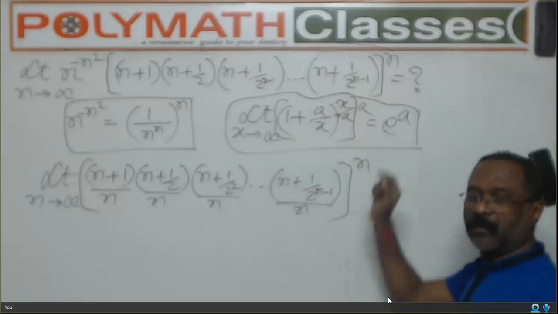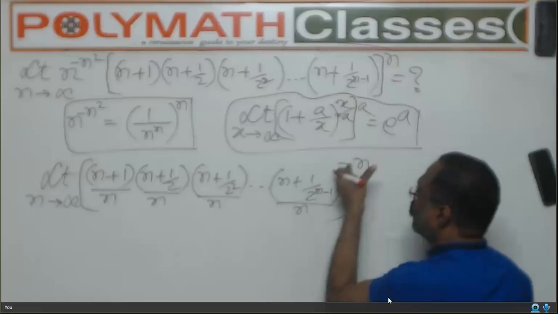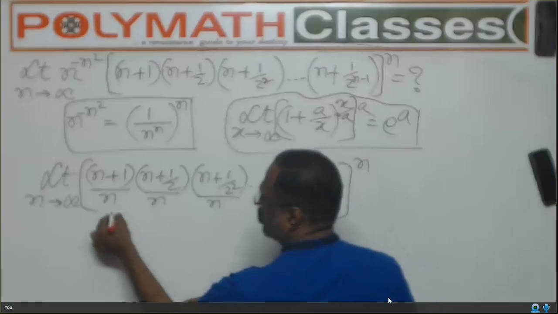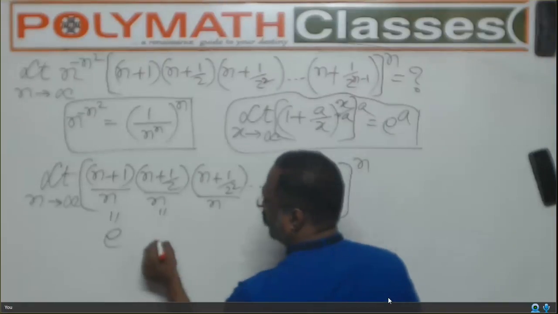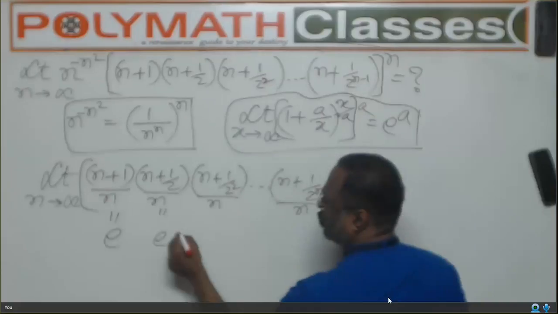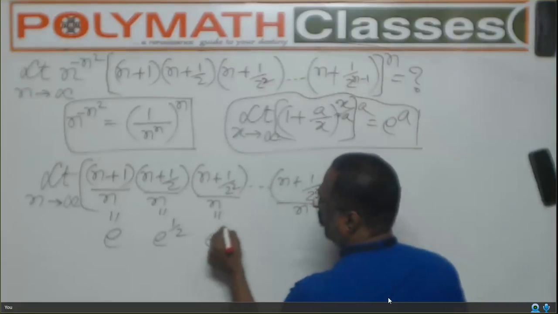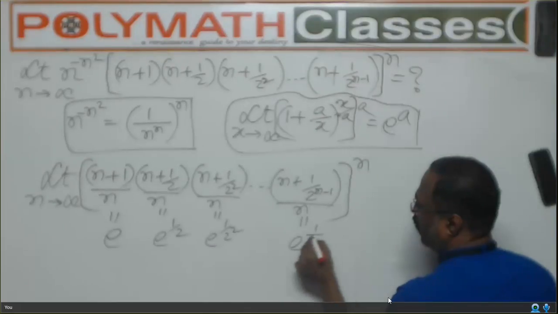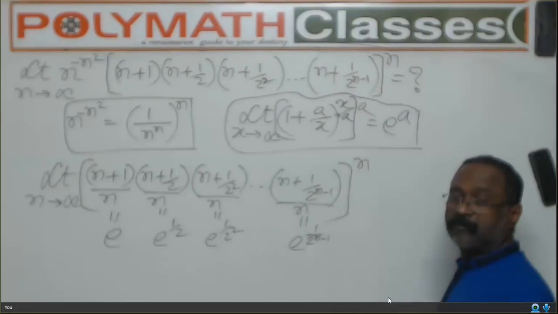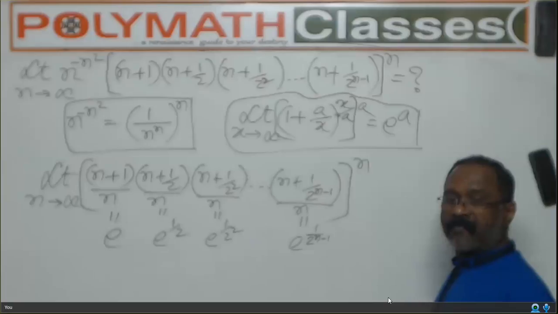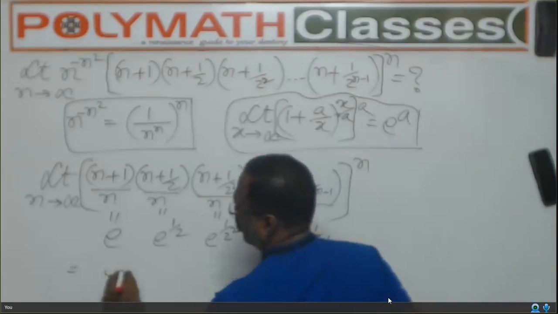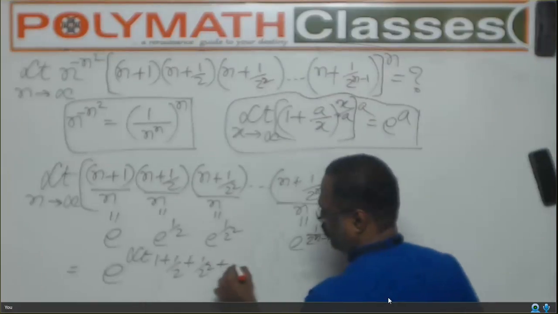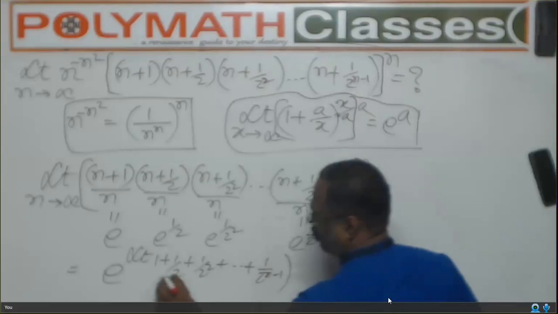So each term, if you apply this formula, this becomes e, this becomes e power 1 by 2, this becomes e power 1 by 2 square, this becomes e power 1 by 2 power n minus 1. This is what you have to understand. Now because the bases are same, we add the powers. E power limit of 1 plus 1 by 2 plus 1 by 2 square plus and so on plus 1 by 2 power n minus 1 as n tends to infinity.